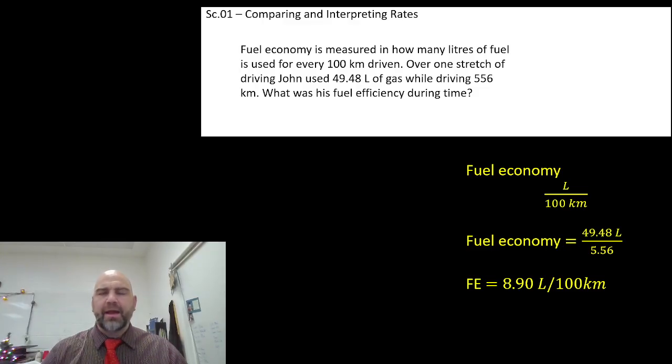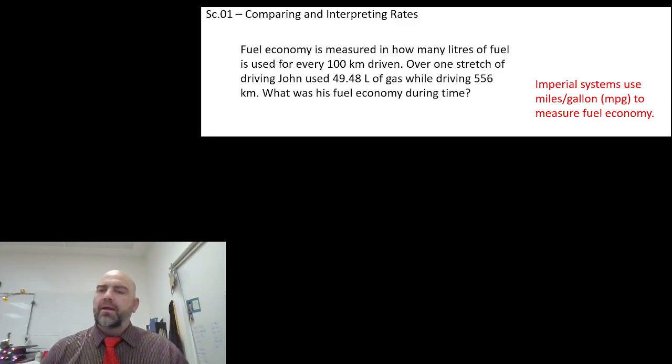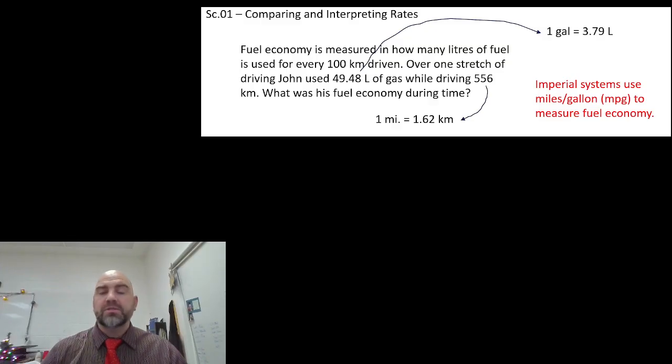All right, now you know that, but you may also have heard of miles per gallon. Well, the imperial system uses that measurement to measure fuel economy. Can we do that given what we have? Sure we can. First thing that we know is that 1 gallon is equal to 3.79 liters, so we can convert the number of liters to gallons, and we know that 1 mile is equal to 1.62 kilometers, and therefore we can change the number of kilometers into miles and find miles per gallon.